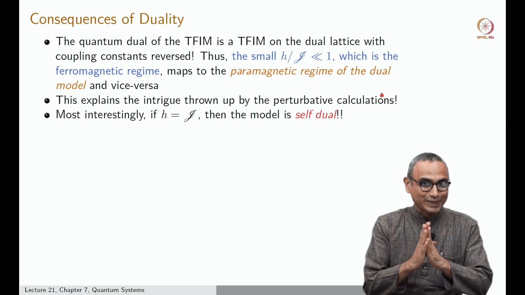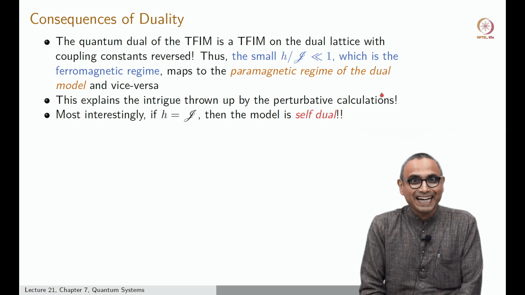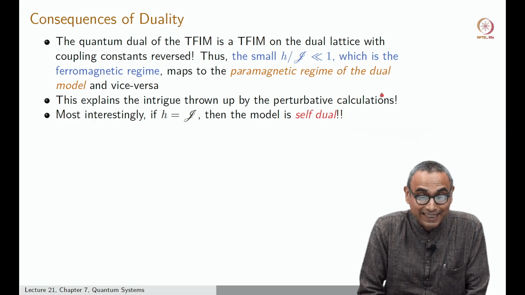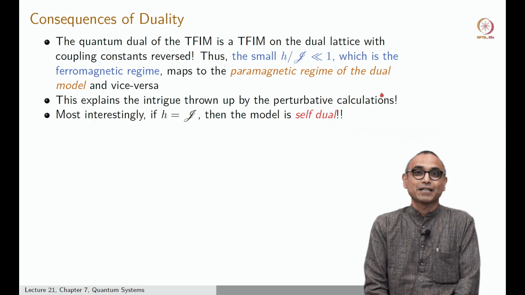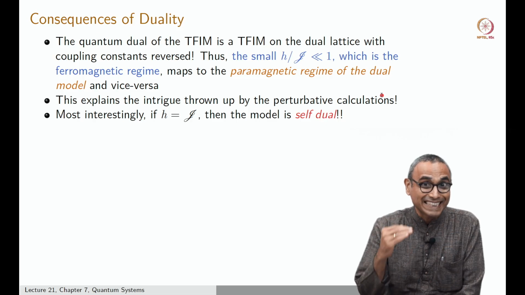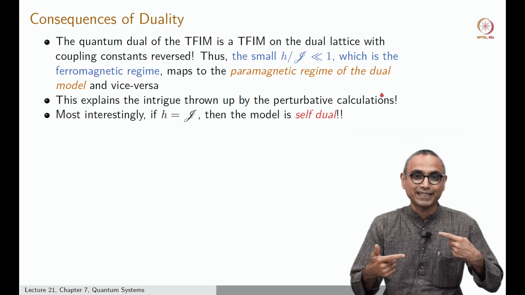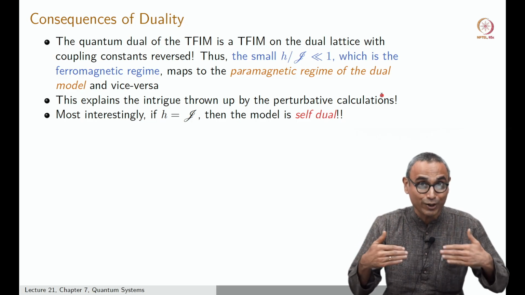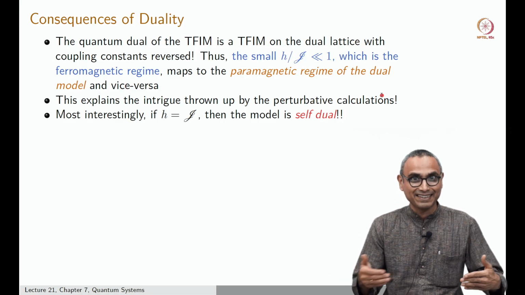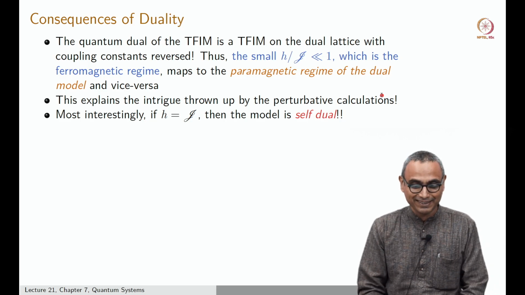Now we have more to say. If you focus on the point in the parameter space where h is equal to J, then you find something absolutely spectacular. You find that the model is self-dual. What does that mean? That means after the duality transformation, I get back the same model. It's defined on the dual lattice space, but it's the same model. So this is the idea that it is self-dual.